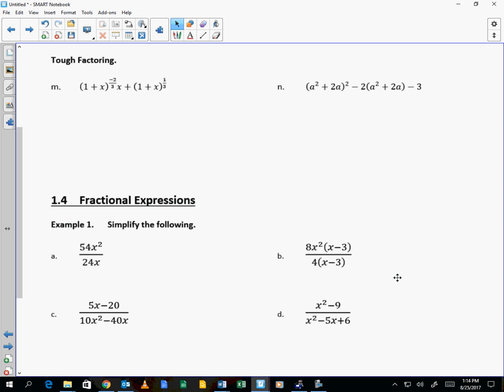This looks like a challenging problem. A lot of people see this and they start to shut down. They say, I don't know where to begin. That's where I pose to you, what if it looked like this? b squared minus 2b minus 3.